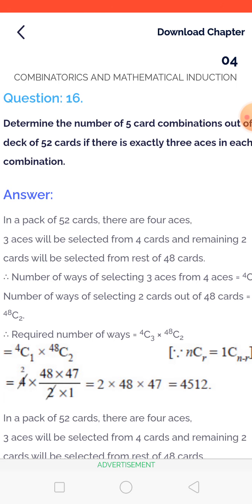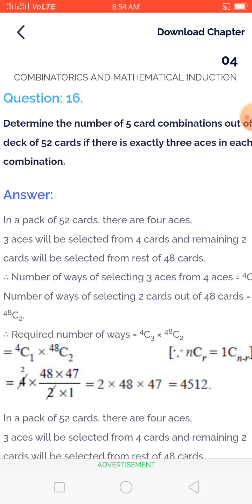Okay? Out of the 4 aces, 3 aces must be in that combination. So the 3 aces we have already selected. From the remaining 48 cards, how many cards do we need to select for the 5 card combination? 2 cards only. Correct? So 3 plus 2, 5 cards in total. That's it. That is the given question.